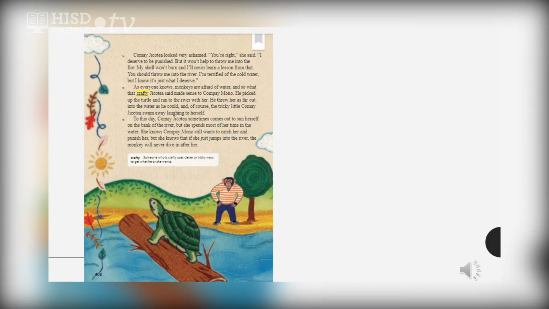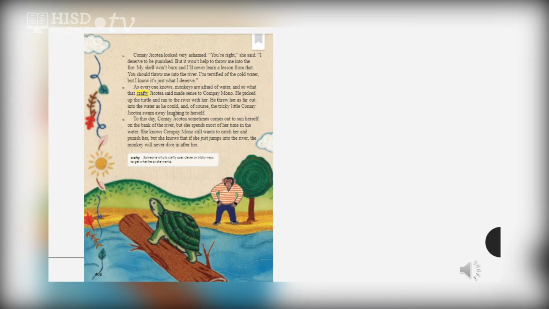To this day, Come Jicatia sometimes comes out to sun herself on the bank of the river, but she spends most of her time in the water. She knows Compe Mono still wants to catch her and punish her, but she knows that if she just jumps into the river, the monkey will never dive in after her.